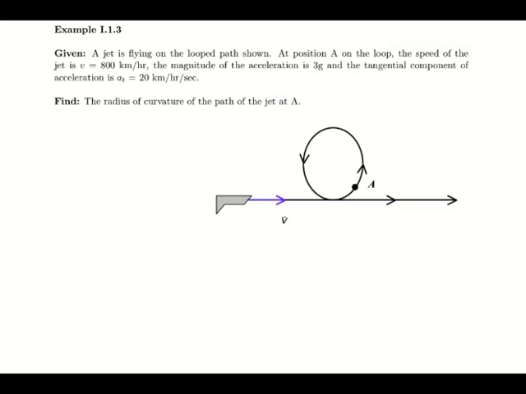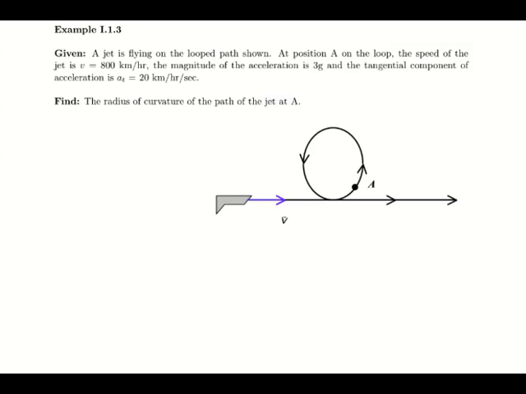In this example, we're given the situation of a jet which is flying in a loop path. The information that we know is fairly specific in that we know the speed, we know the magnitude of acceleration, and the tangential component of acceleration when it's at point A. On the other hand, we don't really know much about the path, particularly here at A. So based on this information, though, that we do and do not have, what we want to do is find the radius of curvature of the path there at A.